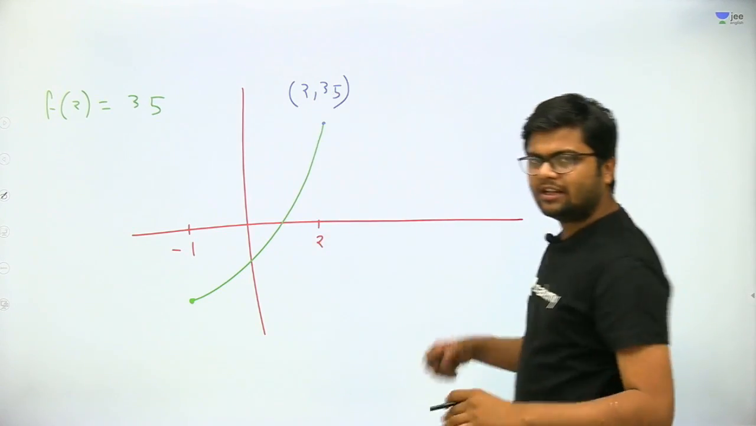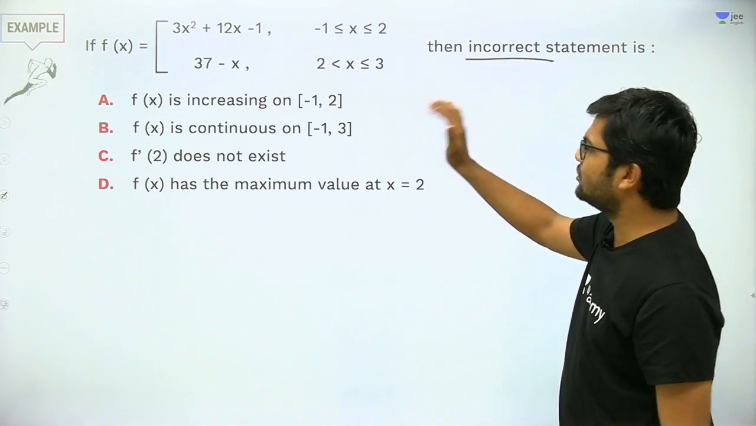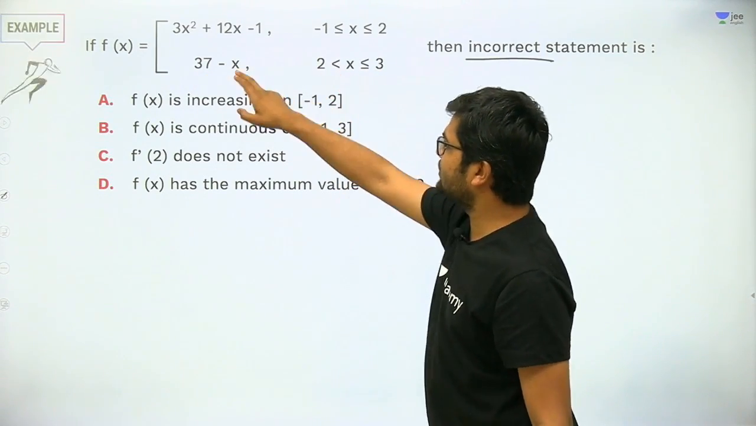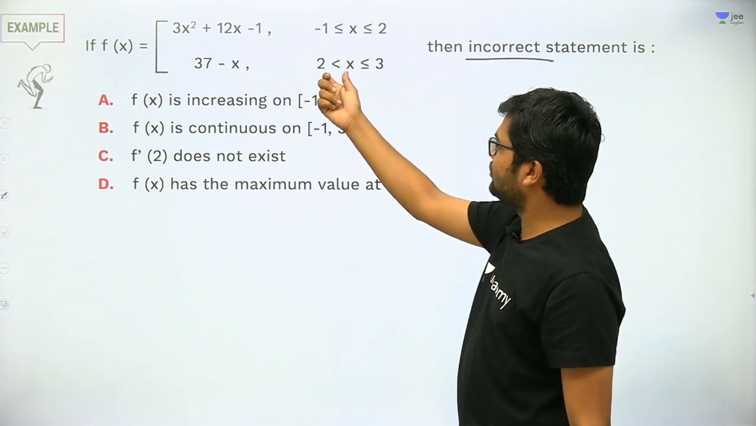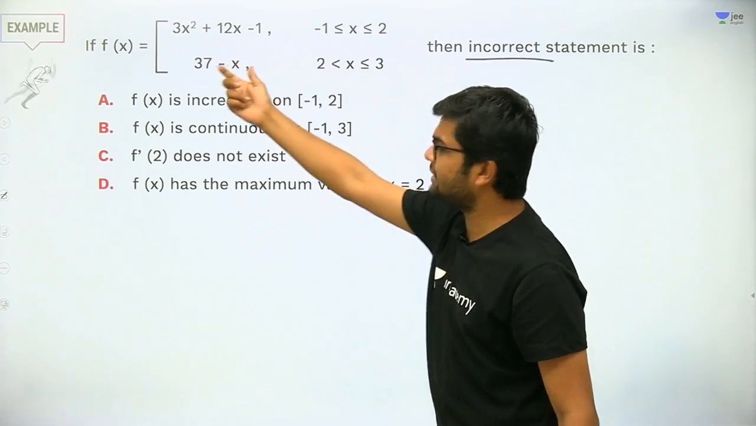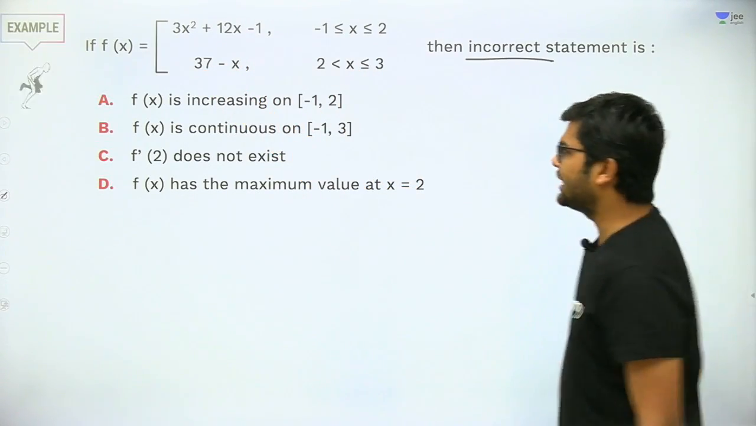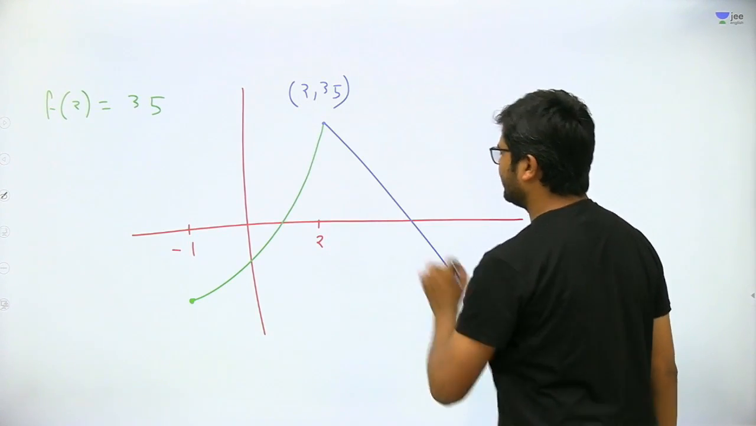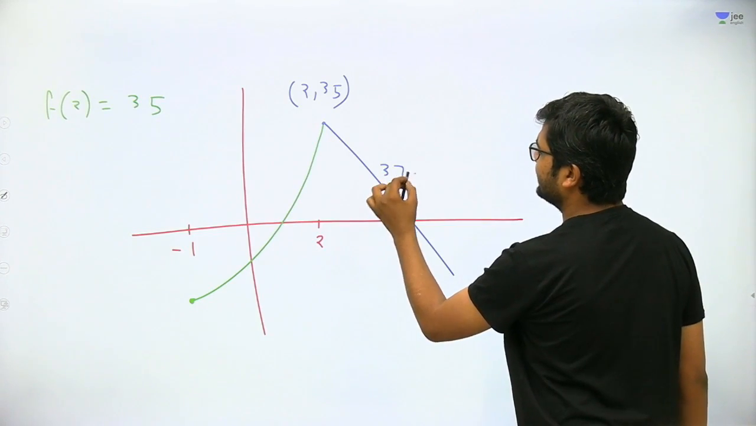Now next, proceed with the graph. After x greater than 2, the other equation becomes the definition, and at x equal to 2 it is approaching 35. If you increase the value of x, the value of this line, 37 minus x, will decrease, because the slope is negative. Therefore after this point the graph will be something like this, and this line has the equation 37 minus x.